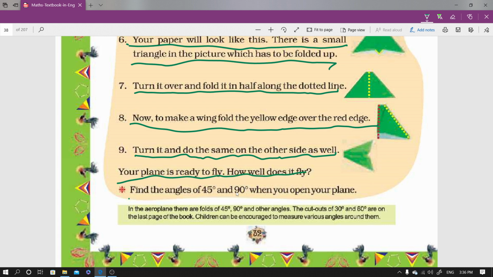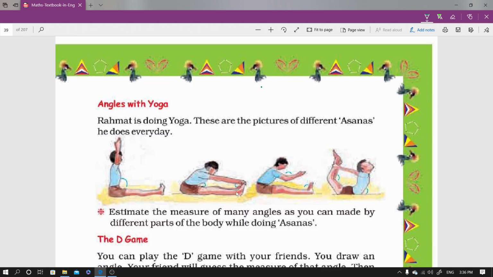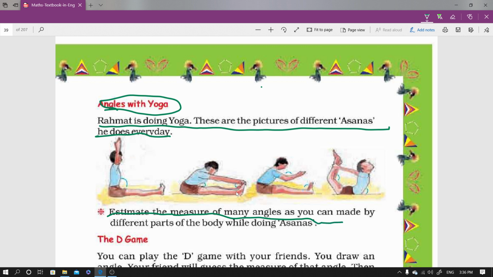Will your plane fly? Find the angles of 45 degrees and 90 degrees when you open your yellow plane. Angles with yoga. Rahmat is doing yoga. These are pictures of different asanas he does every day. Estimate the measure of as many angles as you can made by different parts of the body while doing asanas.